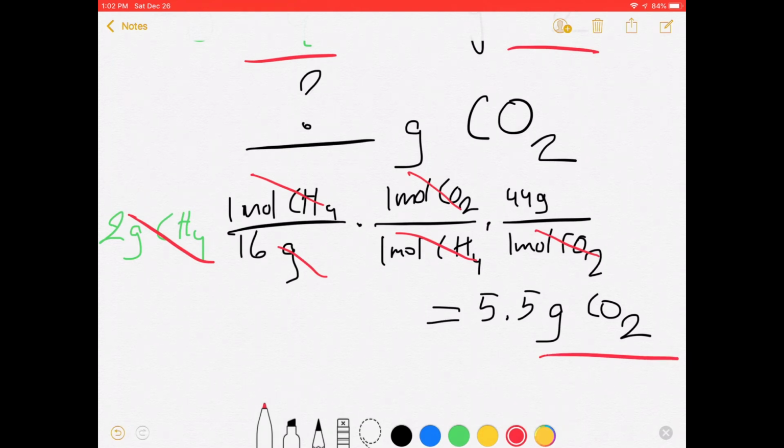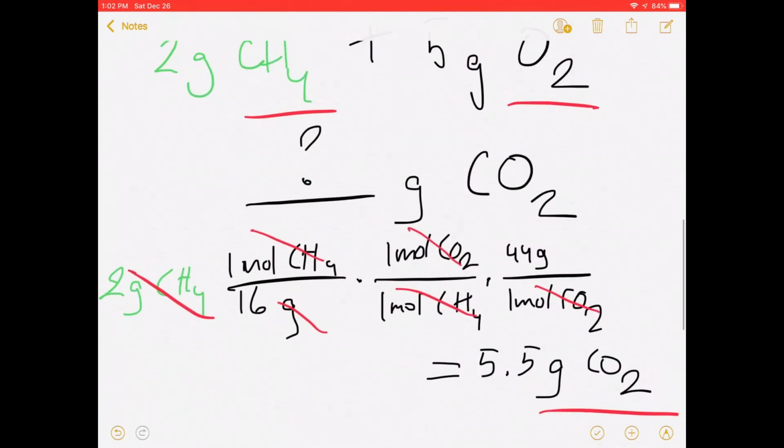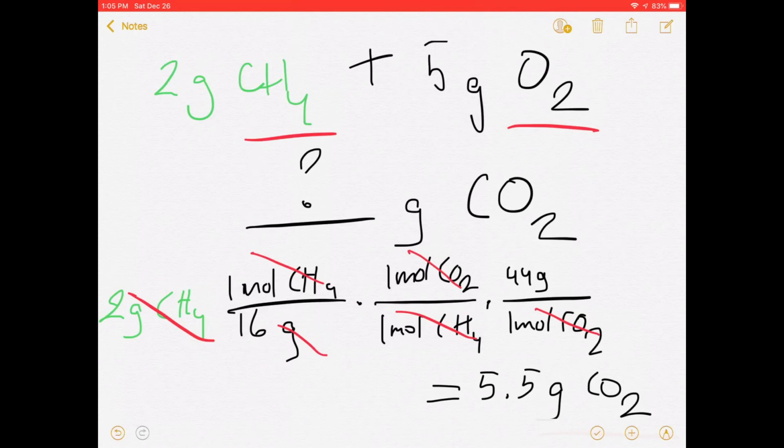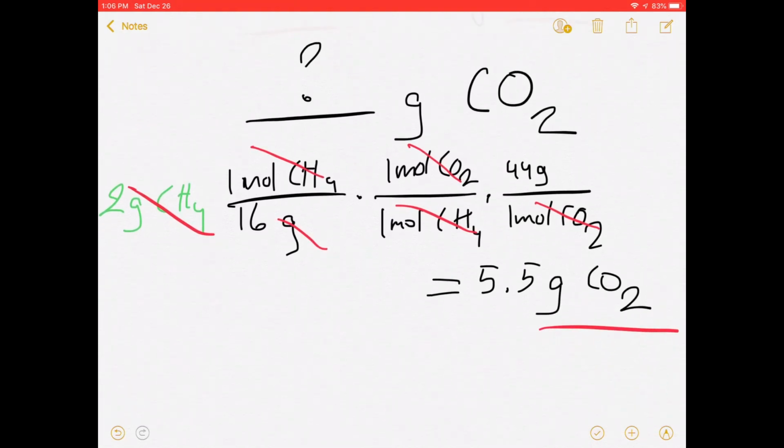Perfect. So now that I've gone through the first dimensional analysis problem of 2 grams of CH4, why don't you pause the video and try doing the other dimensional analysis problem for 5 grams of O2. Okay, welcome back. I hope you were able to take a break and finish the problem for 5 grams of O2. So now I'll go ahead and write out the solution for it.